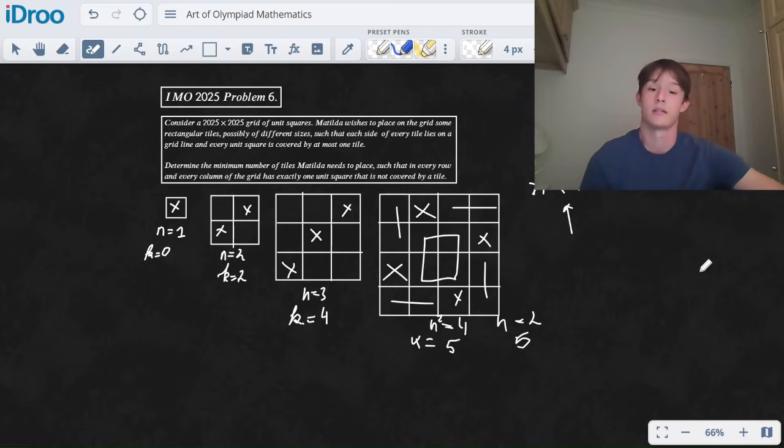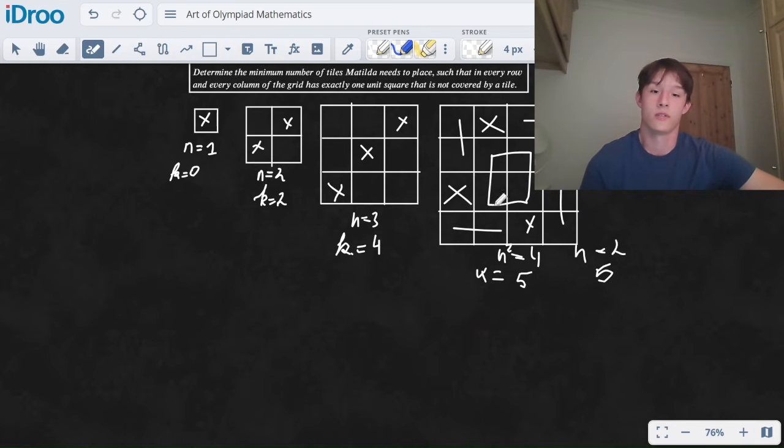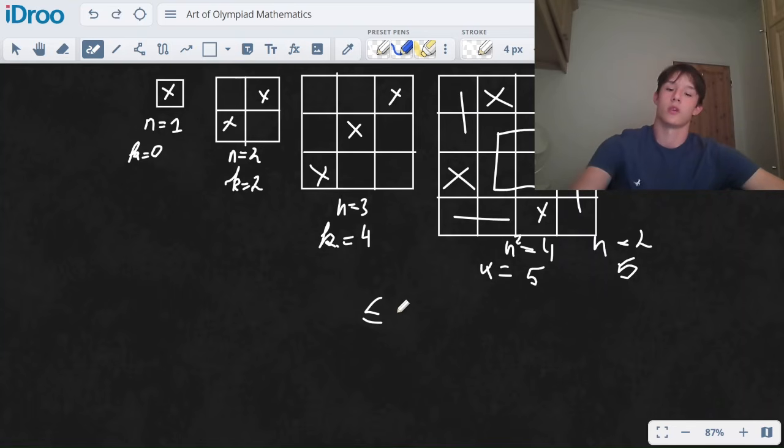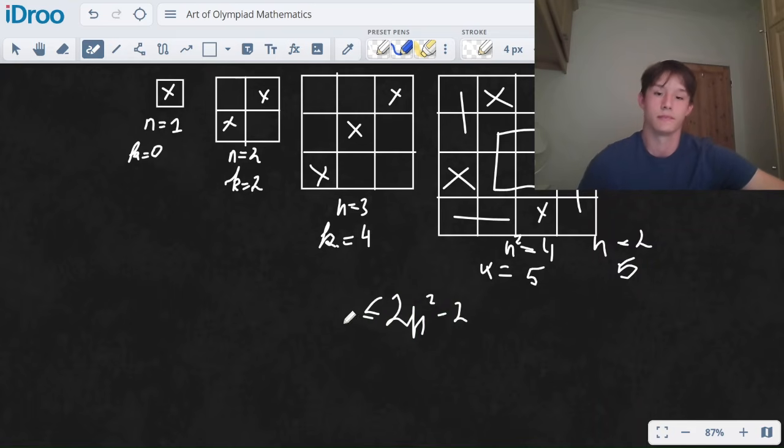So what I mean by that is, first of all, another observation is we can always do at least 2n squared, because in every row there's at most 2 gaps, and in some rows there's 1 gap, so we can do at least this. And the other one is it's probably more than n squared as well, because we can't get more than n squared for some logical reasons. So the answer is somewhere between here.